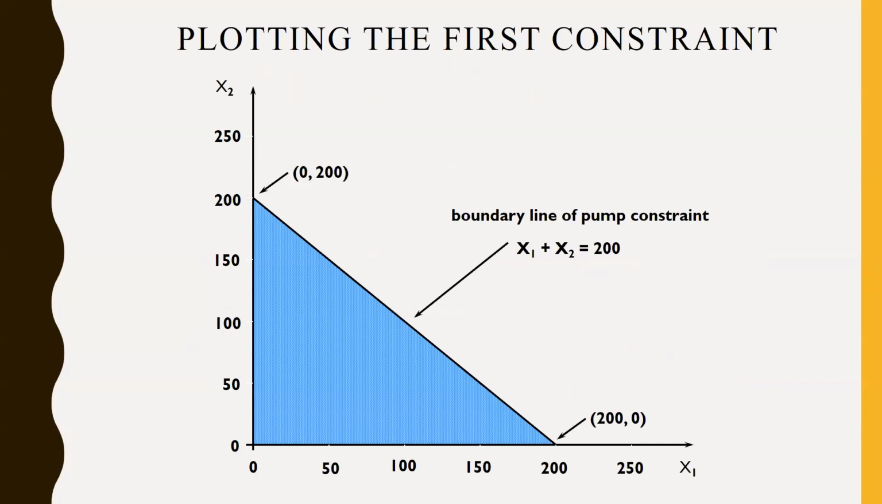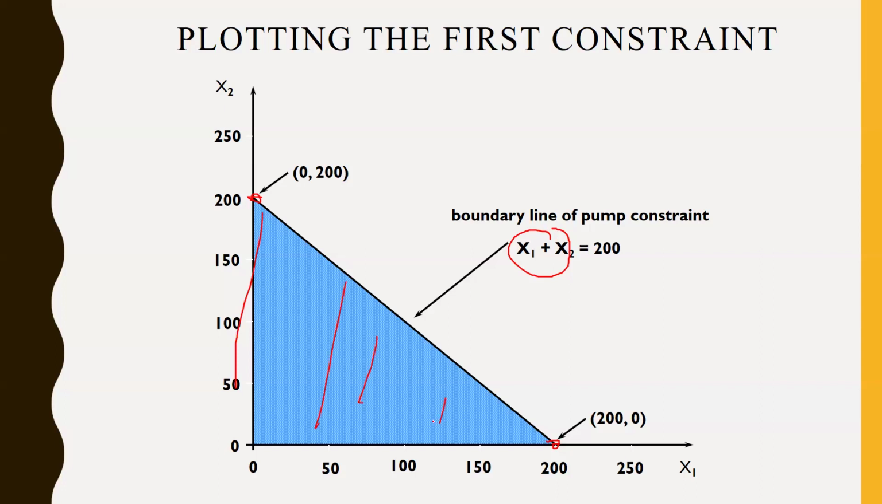Okay, look at the graphical curve. We have x1 and x2, and then you plot the first constraint. The first constraint starts from x1 plus x2 equal to 200. This is linear, so it's easy. If you substitute x1 equal to 0, you get x2 equal to 200. This is this point. And then if you substitute x2 equal to 0, you get this point. Okay, this is the first, and this is the feasible region for this.